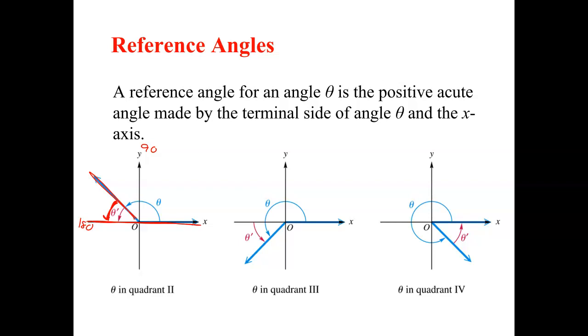When I move into quadrant 3, I'm between 180 and 270. The reference angle is that extra rotation from 180 degrees. And then in quadrant 4, which is between 270 and 360, it's that extra rotation that would get me to 360. All of those values will be between 0 and 90 degrees.